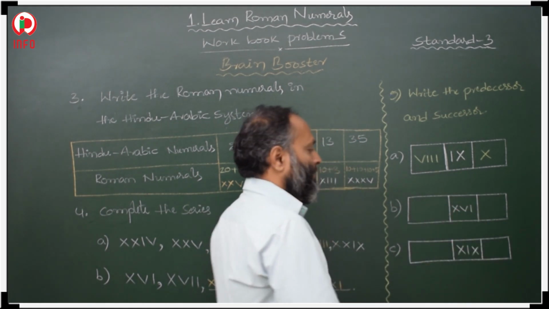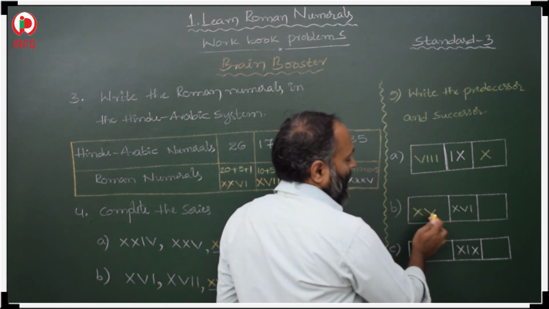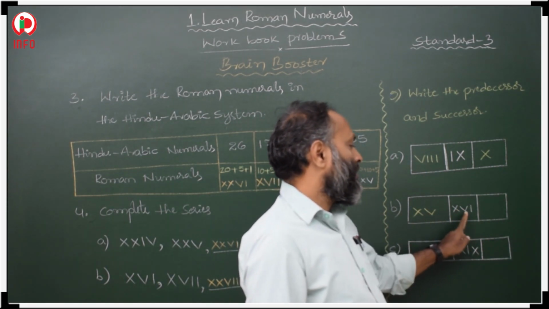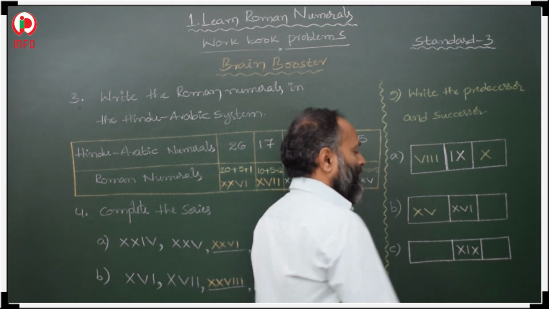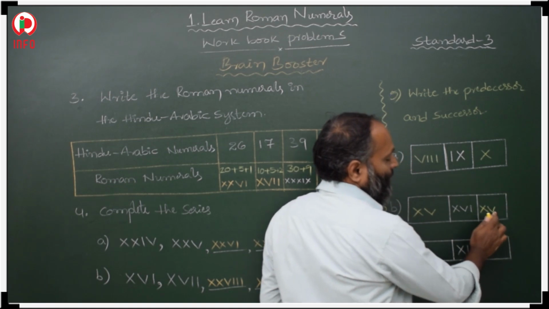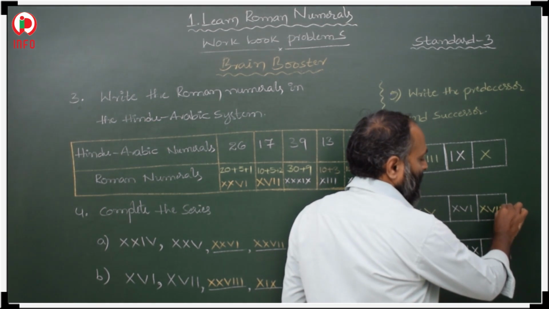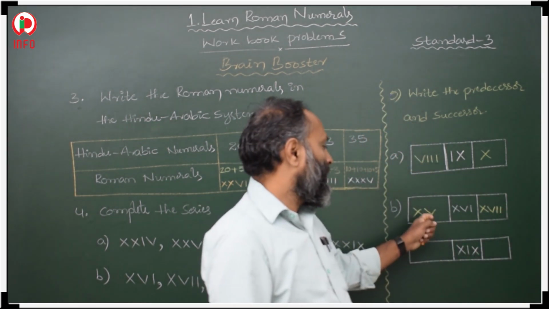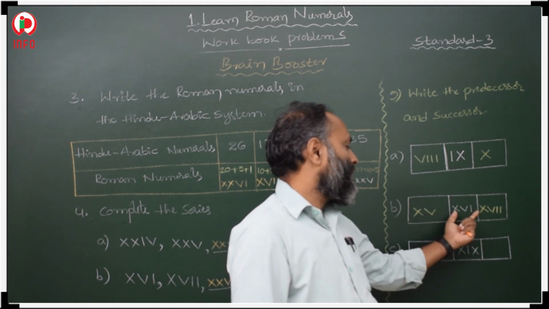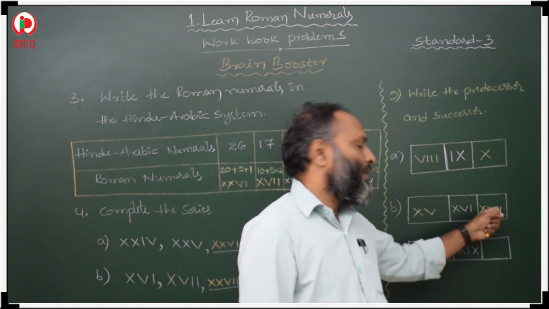Predecessor and successor. Then X means 10, V means 5. This is 10 plus 5, 15. 10 plus 5 plus 1, 16. 15, 16. Now we have to write 17. X, V, I, I. 15. X is 10, V is 5. 10 plus 5, 15. Then 1, 16. Then 1, 17. 15 and 17. 16, the predecessor is 15, the successor is 17. In this way, 15, 16, 17.